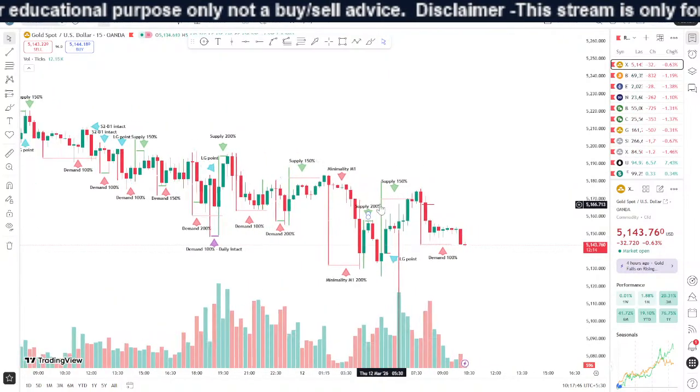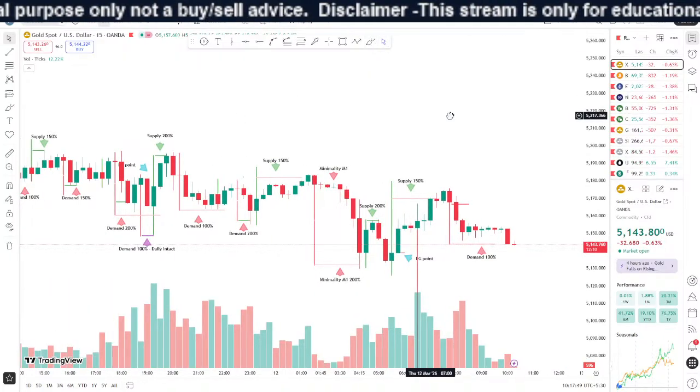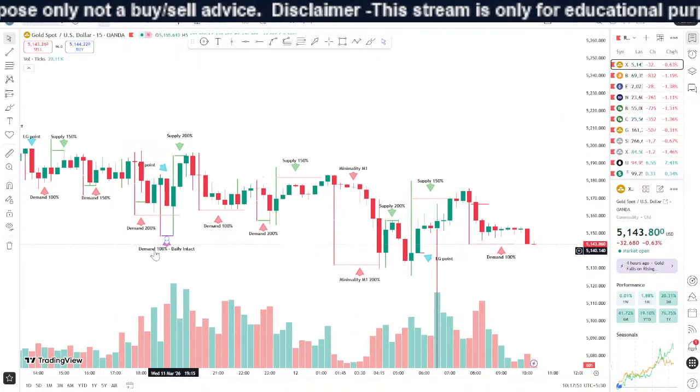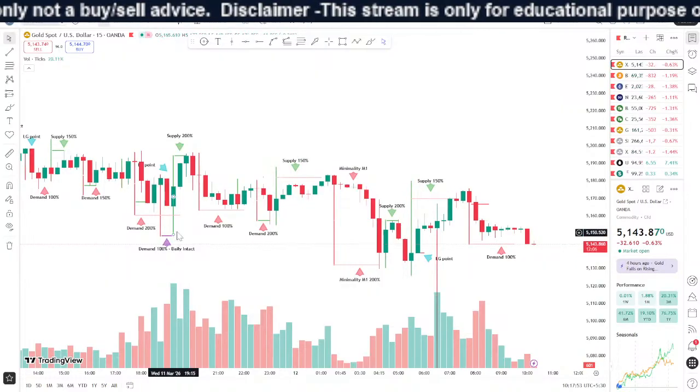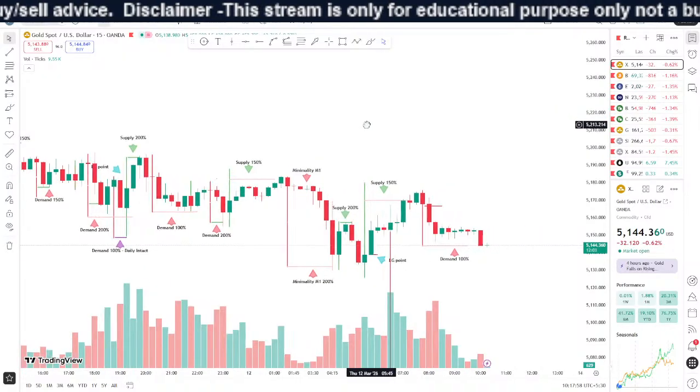And the daily intact movement that I have to show you, if you notice over here: daily demand 100%, daily intact point, exact rejection, completion of supply 200%, and a drop from that point.